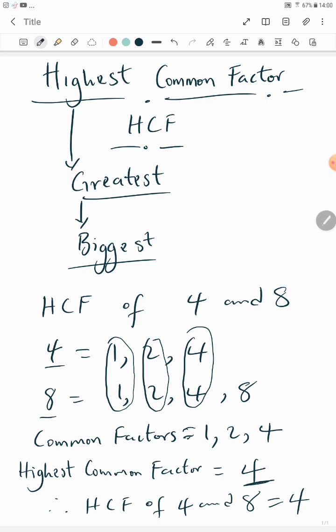So that's the background. It's more or less listing out the factors of the numbers being given one by one. Then we bring out the factors that are common to them, just like these 4 and 8 here. The common factors are 1, 2, and 4. Out of these, 4 is the highest, and that is why 4 emerged as the HCF of 4 and 8.